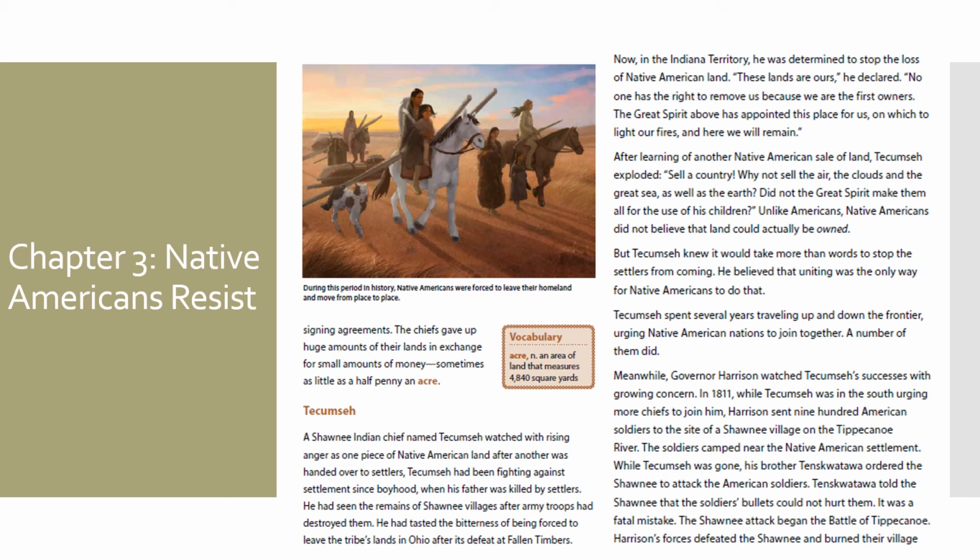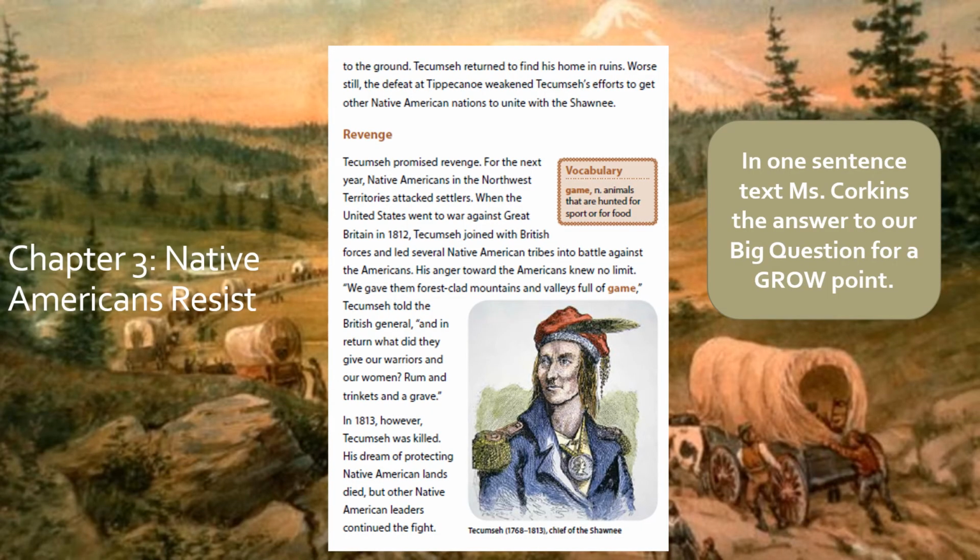While Tecumseh was gone, his brother Tenskwatawa ordered the Shawnee to attack the American soldiers. Tenskwatawa told the Shawnee that the soldiers' bullets could not hurt them. It was a fatal mistake. The Shawnee attack began the Battle of Tippecanoe. Harrison's forces defeated the Shawnee and burned their village to the ground, and Tecumseh returned to find his home in ruins. Worse still, the defeat at Tippecanoe weakened Tecumseh's efforts to get other Native American nations to unite with the Shawnee.